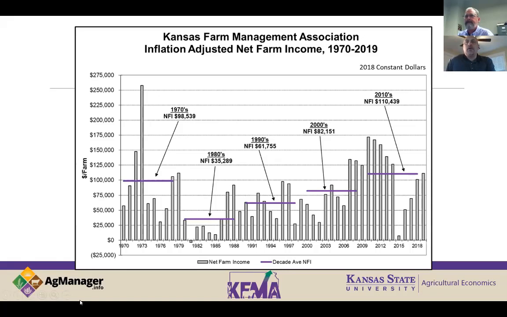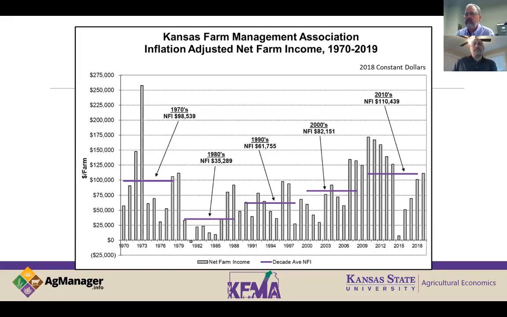The purple horizontal bar indicates the average net farm income for a particular decade. So the 98,000 average net farm income in the 70s, based in 2018 dollars. In the 80s, that dropped down to 35,000 on average for the entire decade, bumped up to 61 in the 90s, up to 82 in the 2000s, and then the average for the teens has been 110,000. And that's a fairly high level considering the state level net farm income for 2015 was below 10,000.